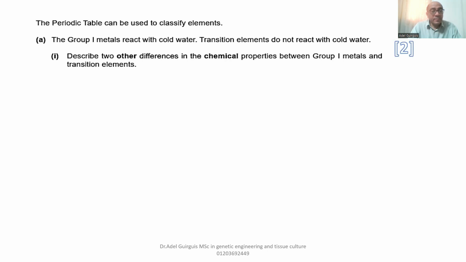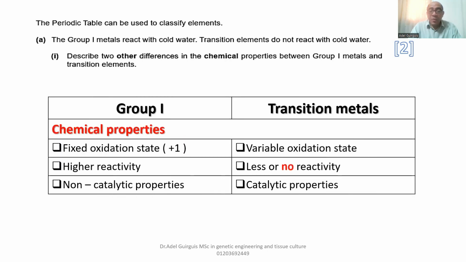Look. Number 2, 2 other differences. We can answer from this table. Group 1 elements, in their chemical properties, have a fixed oxidation state, all carry 1 positive charge when they lose 1 electron, their outermost electron. So fixed oxidation state, positive 1. High reactivity, they react vigorously or with different strengths with cold water.